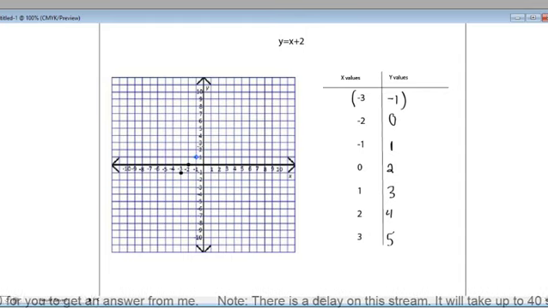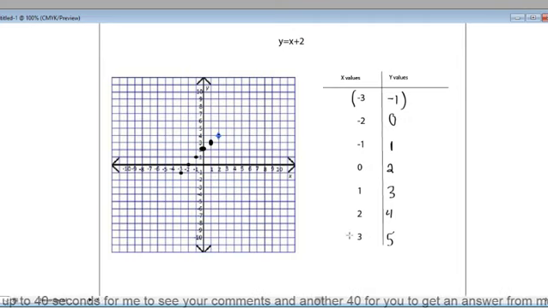There we go. 1, 3. So 1. And then 3 is right here. And you can probably start to see something emerging here. Then 2, 4. 2, 4 is right there. 3, 5 is right there. So again, you probably see something emerging here, and that is a line.